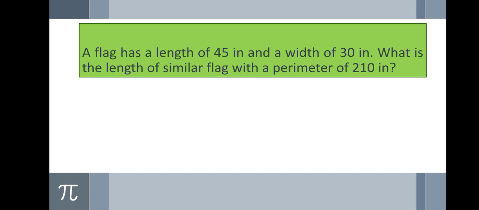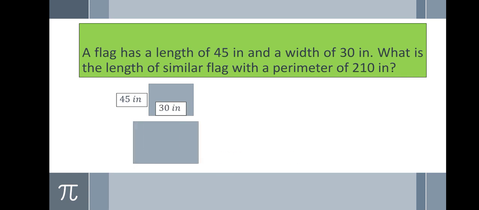A flag has a length of 45 inches and a width of 30 inches. What is the length of a similar flag with a perimeter of 210 inches? Now we will draw the two polygons here. So we have a flag, a rectangle, with length 45 and width 30 inches, and the other flag has a perimeter of 210 inches. In order to look for the length of the similar flag, one given is the dimensions, length and width, and the other given is the perimeter. So we need to know first the perimeter of the first flag.